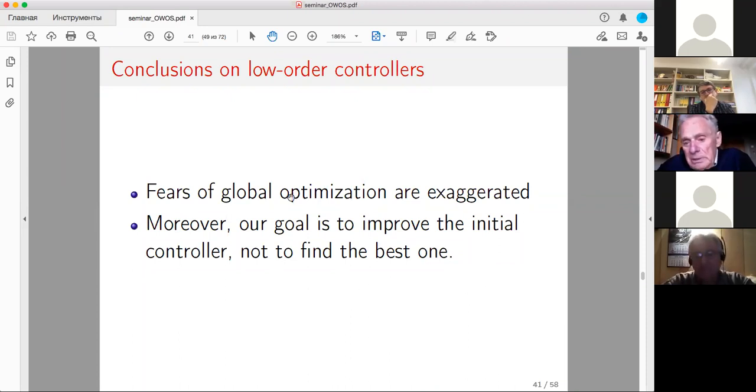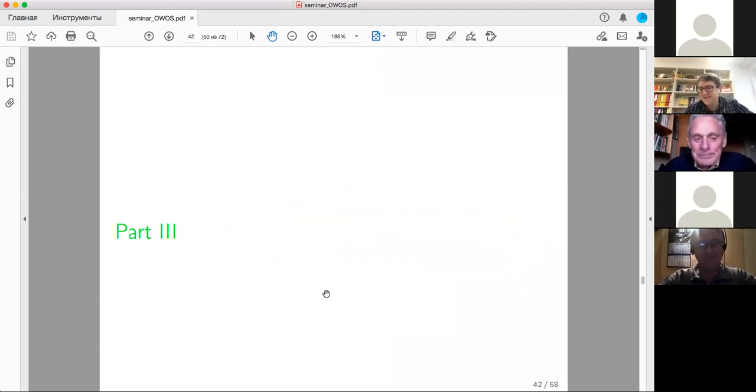So maybe the situation is the same as in machine learning. In machine learning, people also said, well, these functions are non-convex, how will we deal with them and so on. But now nobody mentions these problems. They solve machine learning problems, and that's okay.